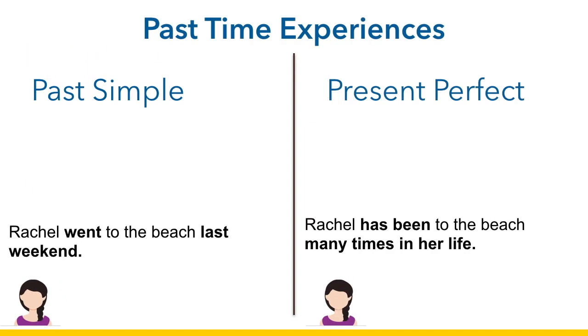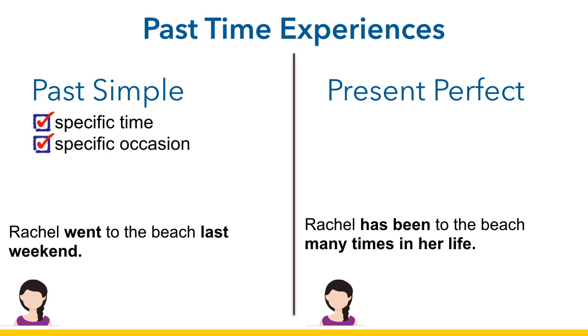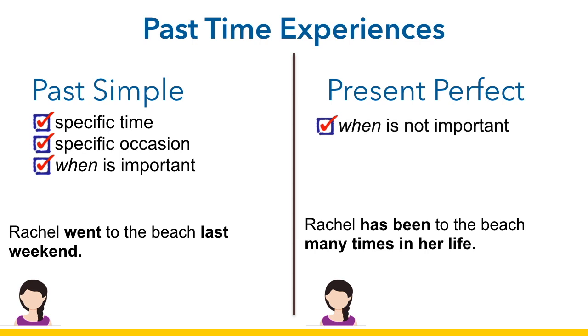Let's summarize the differences between these two verb tenses. The past simple is used to talk about events in the past that have a specific time in the past. Could also be a specific occasion. With the past simple, when is important. With the present perfect, when is not important. And there's no mention of a specific past time.